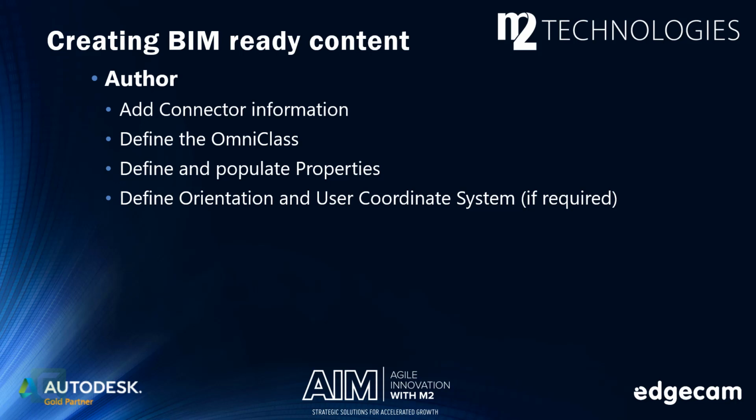An Omniclass is a classification that defines the type of product that you're supplying. Is it an air handler unit? Is it a window or door? Is it a plumbing fitting of some sort? The properties that you might add maybe include model numbers, airflow, voltage, a link to your website where you can get further specifications on that particular model.